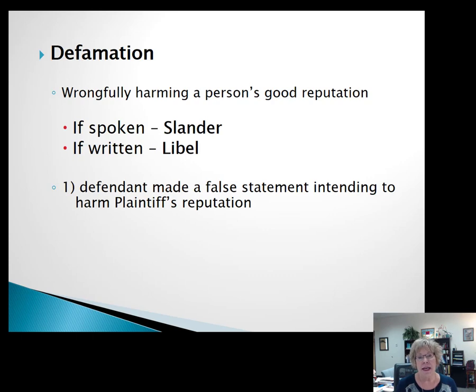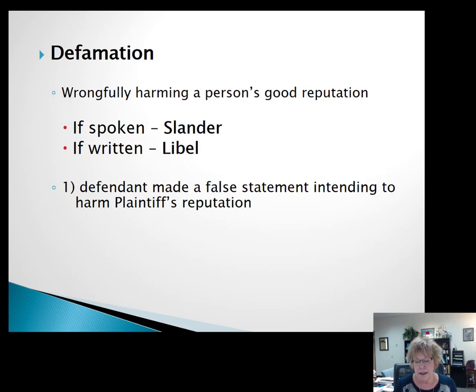All right, let's talk about defamation. This is a tort we've heard more about and you might be more familiar with than emotional distress. But defamation is, in fact, simply where one person makes a false statement that ruins a person's good reputation. You are wrongfully harming a person's good reputation because you are knowingly and intentionally saying something that you know to be false. If it is spoken, you say this to somebody else, then it is a type of defamation that we refer to as slander. If you write it, we refer to that as libel.